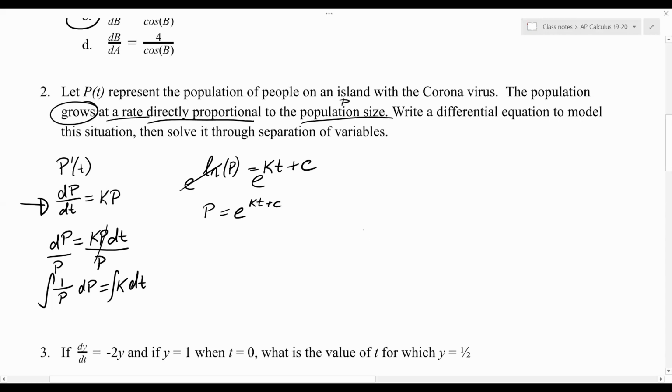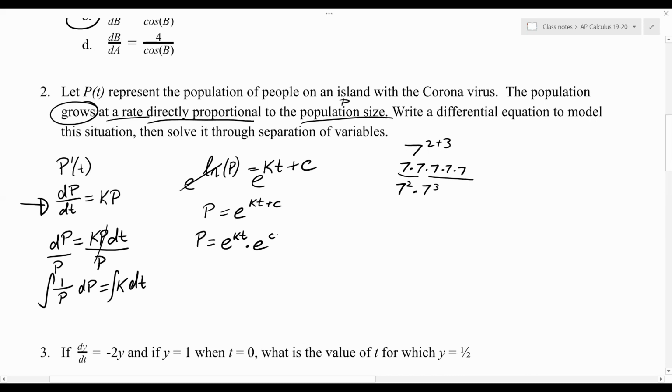Now remember our power rule? If we have 7 to the 2 plus 3, that means it's 7 to the 5: 7 times 7 times 7 times 7 times 7. We have our 2 and we have our 3. This could also be written as 7 to the 2 times 7 to the 3. So let's use this property of exponents to rewrite this expression. So this is e to the kt times e to the C.